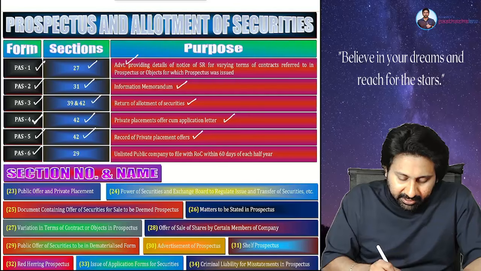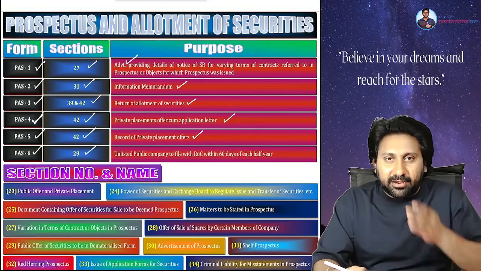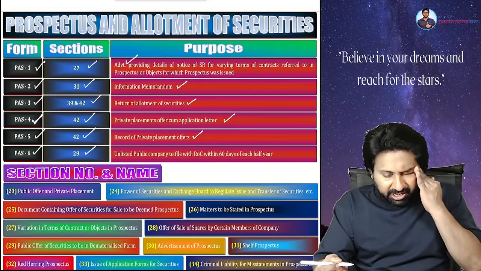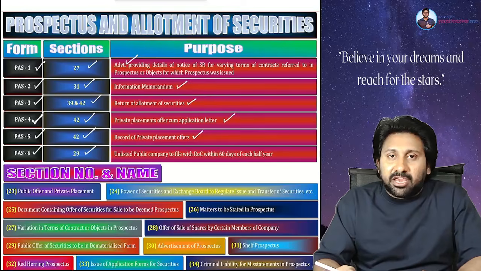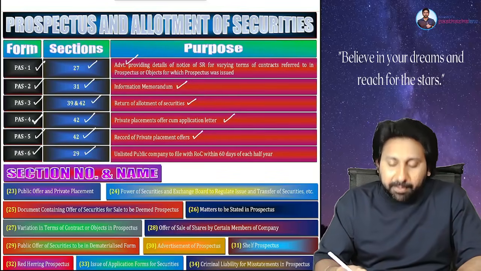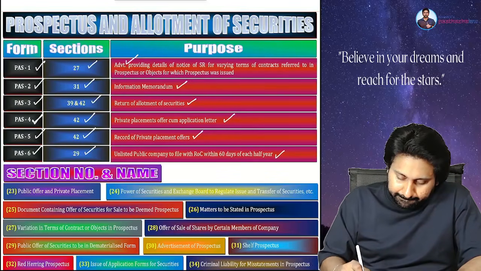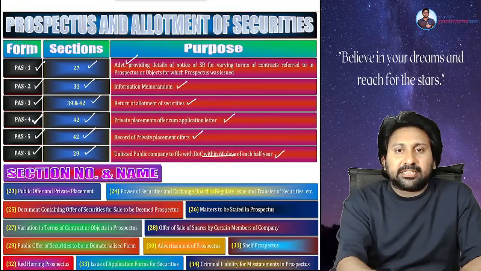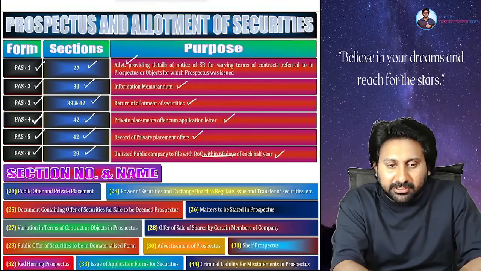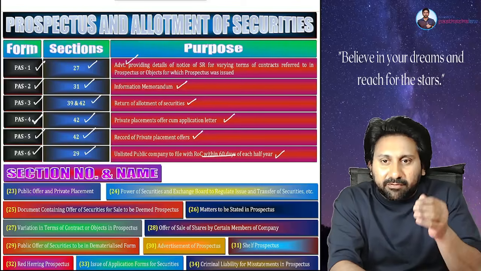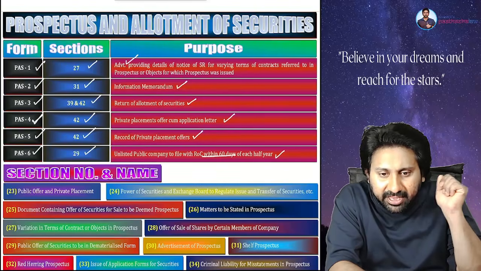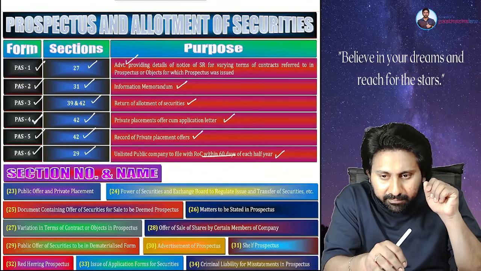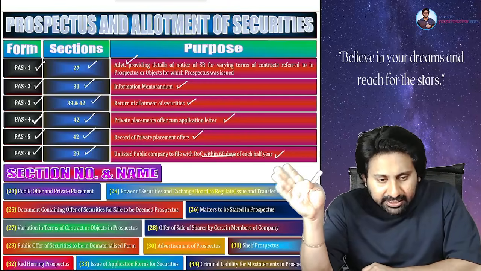PAS 6, section number 29, which talks about the half-yearly filing that has to be done by an unlisted public company. That will be dealt with here. So these are the 6 forms that are made applicable for your syllabus. First of all, everyone, did you see all the 6 forms on the screen there? So there are 6 forms totally.